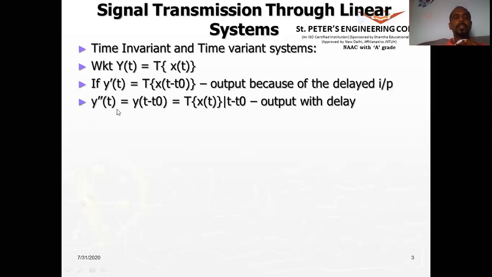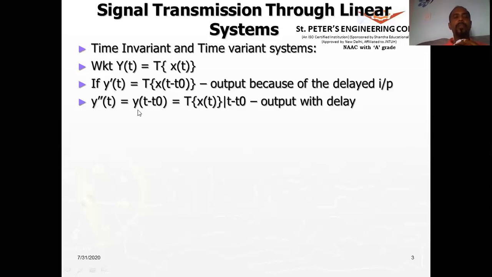All right. So this is the notation. What is y double dash of t? Y double dash of t is nothing but you go to the equation y of t and simply replace t with t minus t naught. Wherever t is there, you simply replace t with t minus t naught. Then whatever equation you get, that we are going to call y double dash of t.